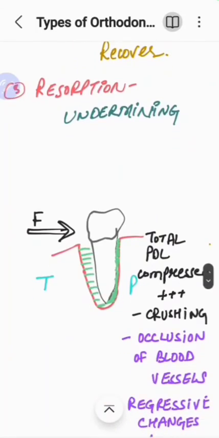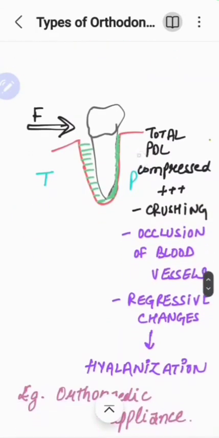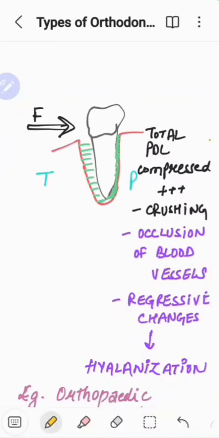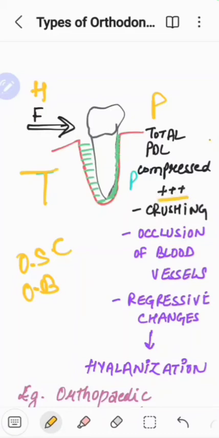Now, what is the undermining resorption? As we saw in the previous case, the forces applied were light. But here, the forces applied to the tooth are heavy. There is one tension side, there is one pressure side. In case of pressure side, as we know, there is osteoclastic and osteoblastic activity. Here, the PDL is so much compressed that it leads to crushing or the occlusion of the blood vessels. Once the blood vessels are crushed on the pressure side, there are aggressive changes seen which leads to hyalinization.